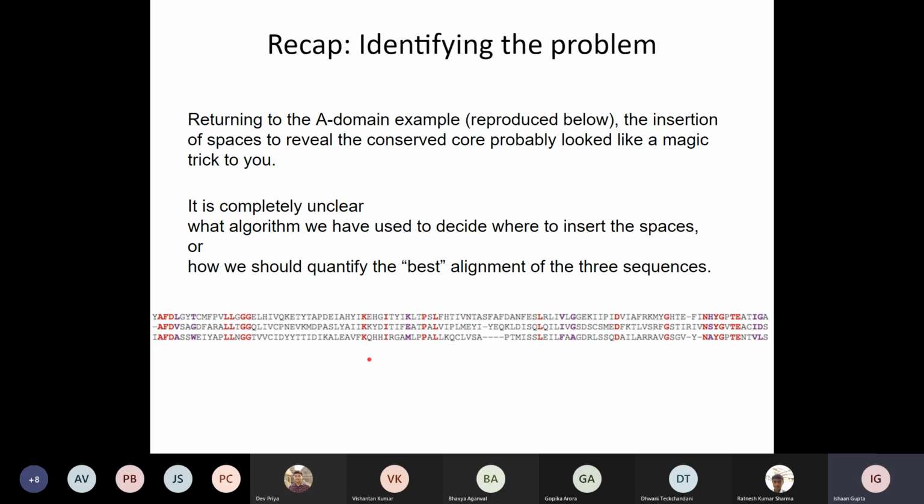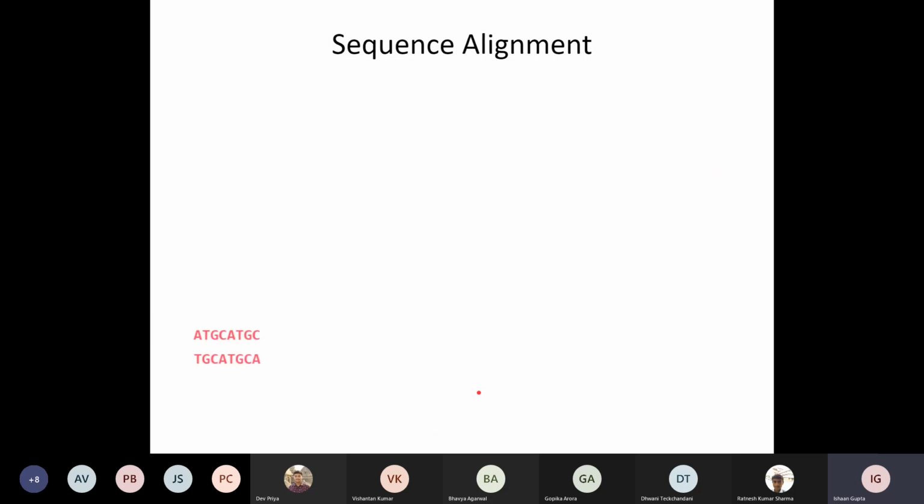All right. So coming back to the problem, now if we were to look at the different A domains after insertions of spaces in what's called the conserved core of this module, it's absolutely unclear, right? How do we decide where to insert spaces? And have we actually achieved the best alignment out of these three sequences? Because you can imagine that we can insert more spaces and align these sequences in a better way so that more columns have the same kind of amino acids, right? So this is basically the idea of sequence alignment.